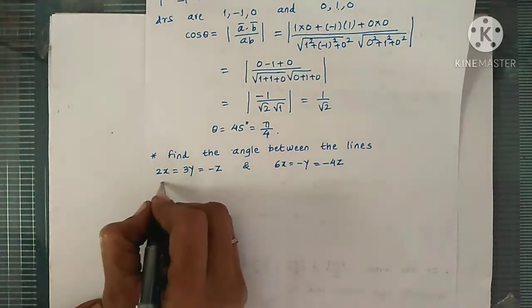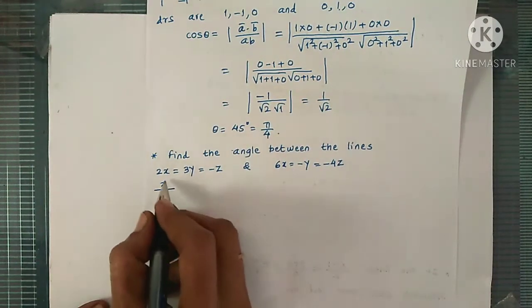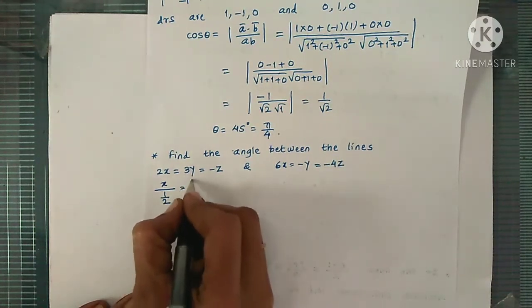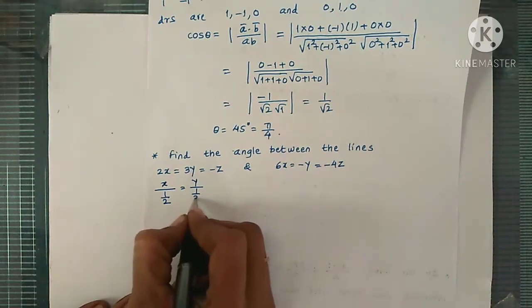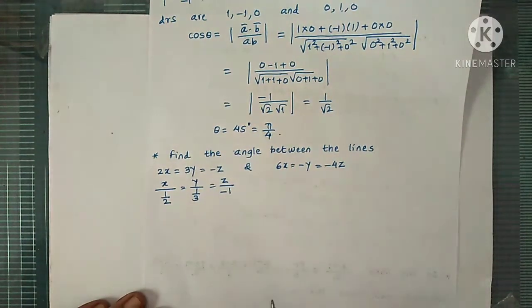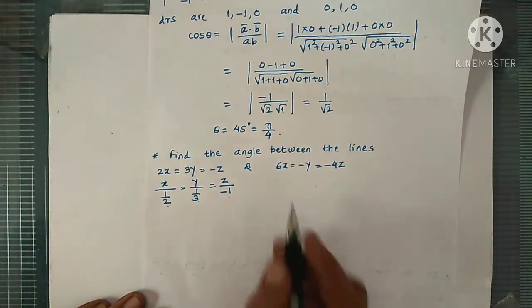So we can write here 2x means it is 2x upon 1. Dividing numerator and denominator by 2, we have x upon 1 by 2. This one we can write as y upon 1 by 3, and minus z means it is z by minus 1. So the direction ratios are 1/2, 1/3 and minus 1.